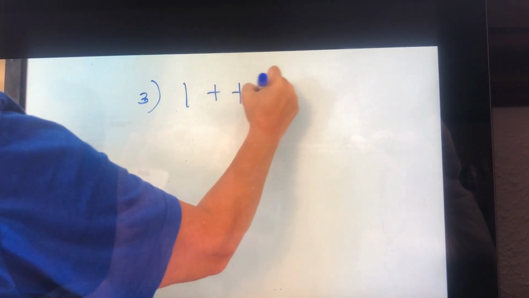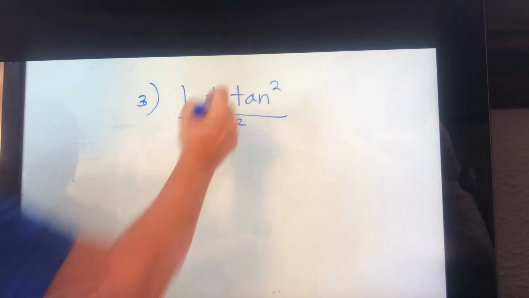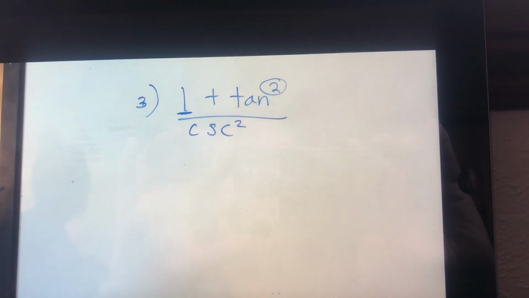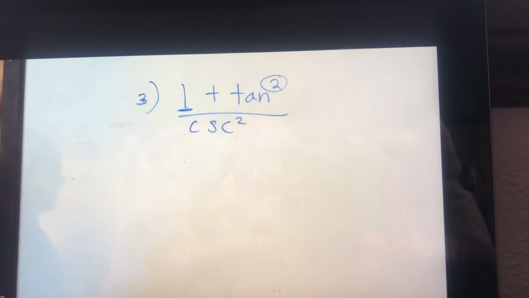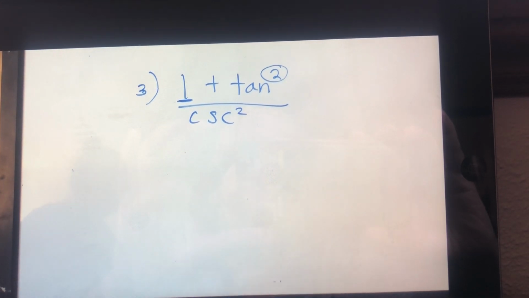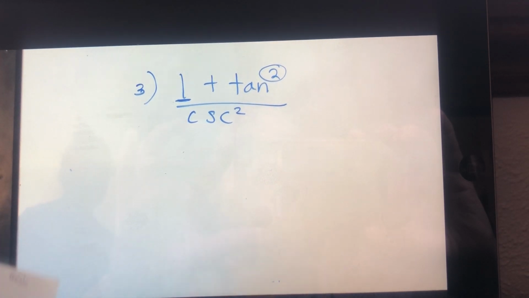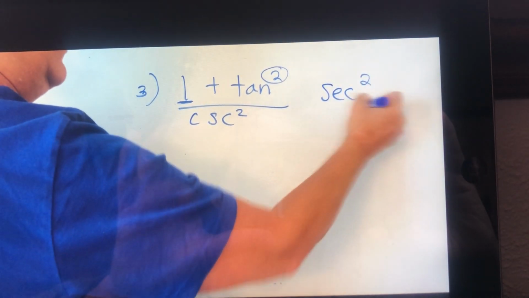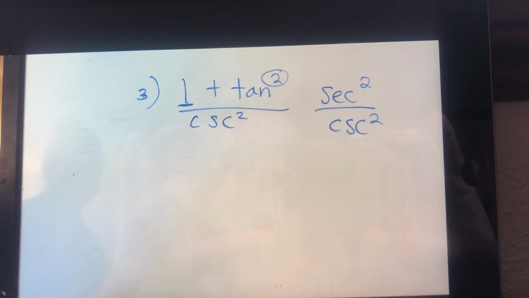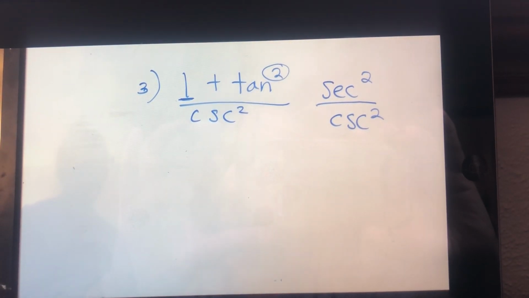Now, let's look at number 3. 3 was a little tricky. 1 plus tangent squared over cosecant squared. Anytime you see a 1 and a squared, you need to look at those identities, okay? You may not always remember them, but you need to keep your notes. You need to write those identities somewhere and refer back to them all unit, okay? But if you look at 1 plus tangent squared, you're going to see that it equals secant squared, okay? Some of you turned in your homework and you left it like that, which is fine, but moving forward, you have to simplify it more, okay?